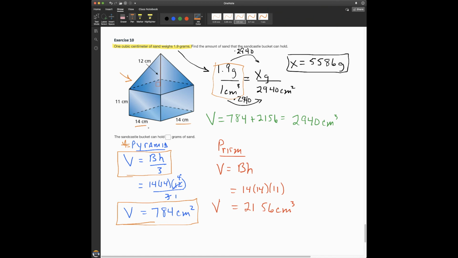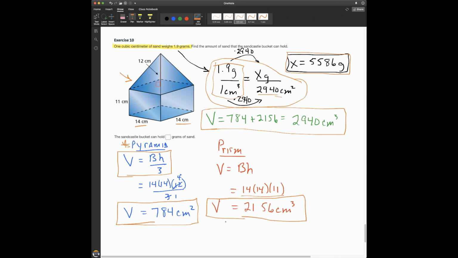For the prism, it's area of the base times the height, which is the same as the length times the width times the height, which is what you see here. And I end up with a volume of 2,156 cubic centimeters. I add those together, and I get the volume of the composite solid. And then I use that and I create a proportion. So this is my proportion. To figure out what x is, I multiply 1 times 2,940 to get the denominator, so I have to multiply the numerator by 2,940. And I end up getting my answer of 5,586 grams.